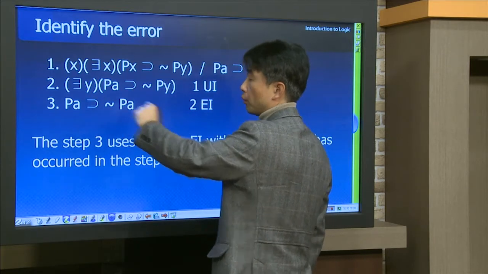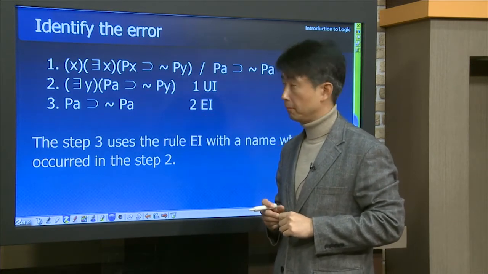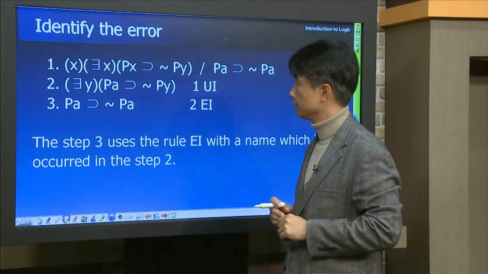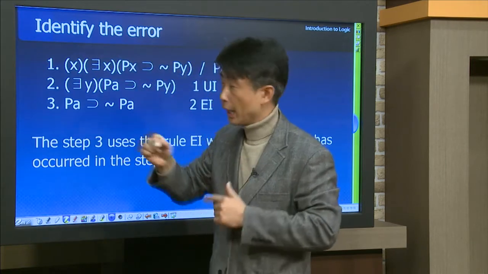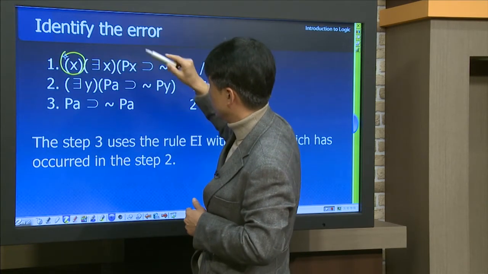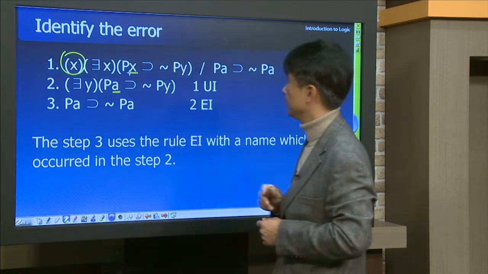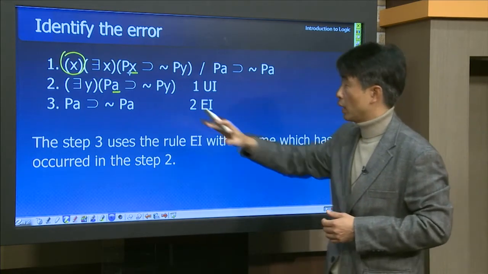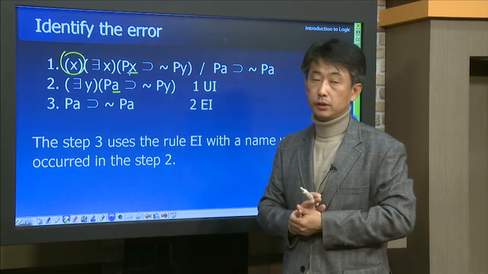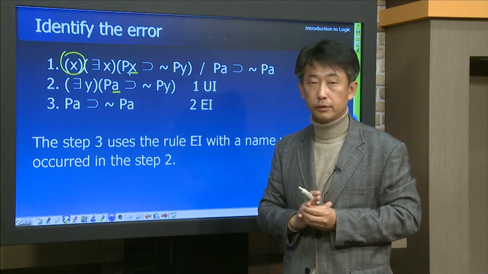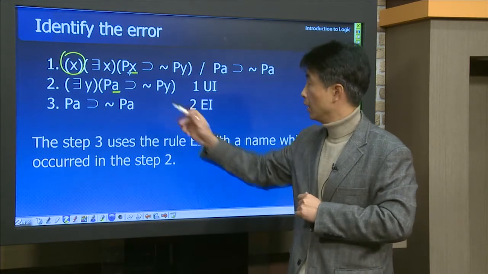The second step is obtained from number one by using the rule UI. So you have applied the UI rule for this quantifier, and you use the letter A. Okay, so A replaces every occurrence of X. So this is what you get. So the second step is fine. There is no restriction about the choice of names for UI. But look at the third step.